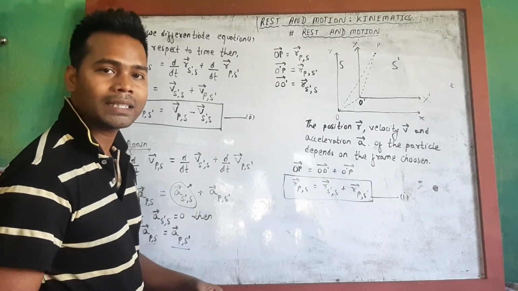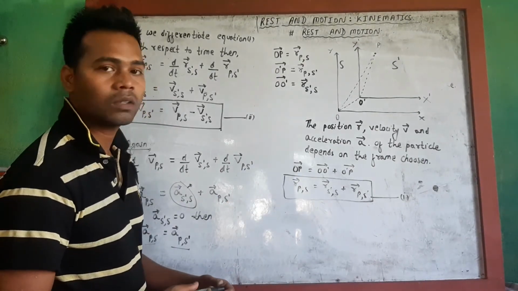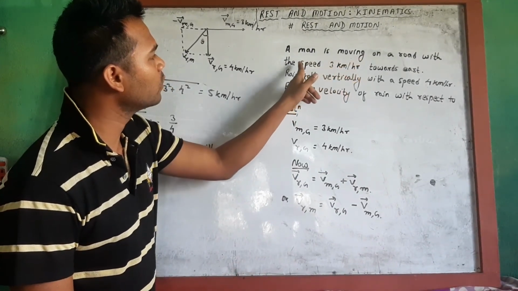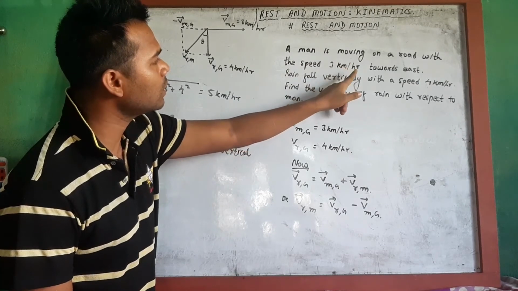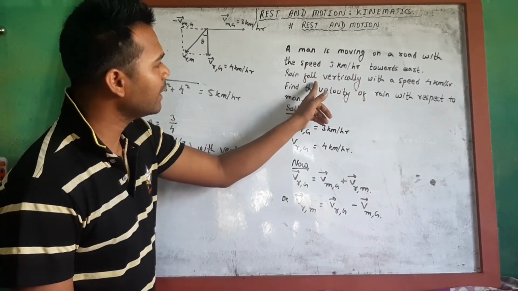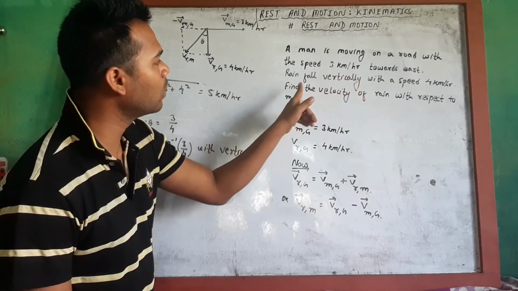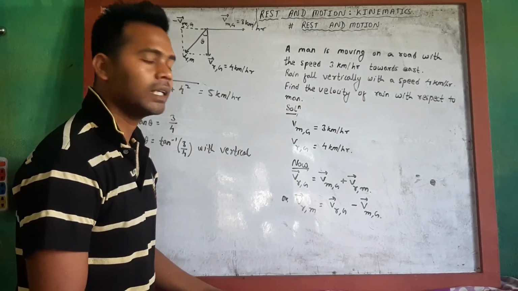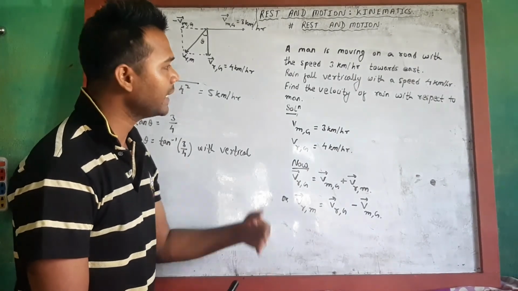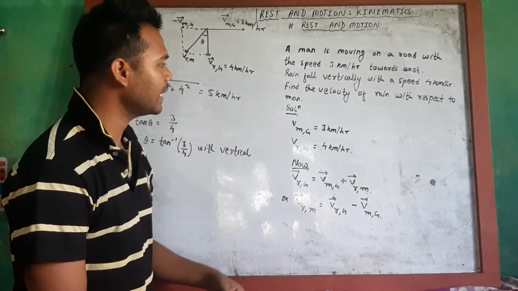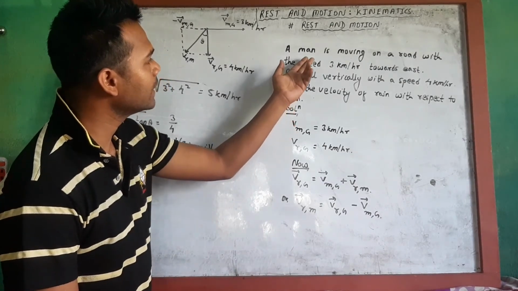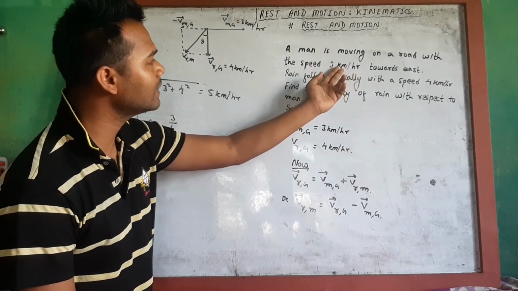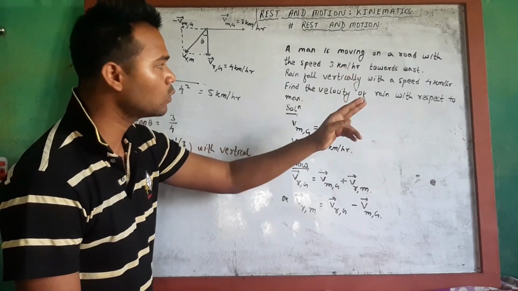Now let us take one example to understand this concept. A man is moving on a road with a speed of 3 km per hour towards east. Rain falls vertically with a speed of 4 km per hour. Find the velocity of rain with respect to man. Here there are two reference frames: one is the ground and the next is the man. The speed of the man is given as 3 km per hour towards east. This is the speed of the man with respect to the ground.